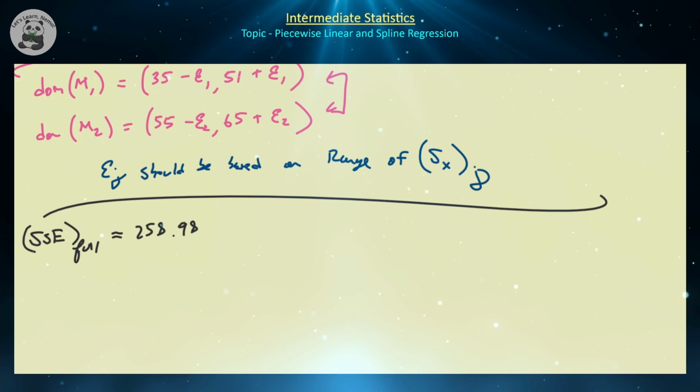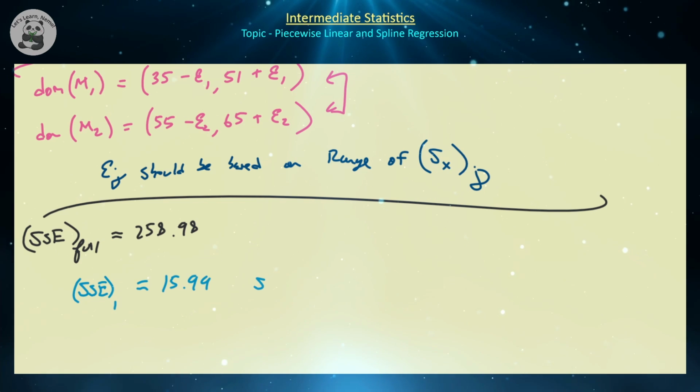Now remember, we only had 6 plus 5 equals 11 different numbers, right? And our y values are not necessarily large. So an SSE of 258.98 is usually a very bad sign. So if we do piecewise linear regression model and look at our partial SSEs, they better be a lot smaller. In particular, for our data set, one can find that SSE for our first model is approximately equal to 15.99, and the SSE for our second model is approximately equal to 3.15.